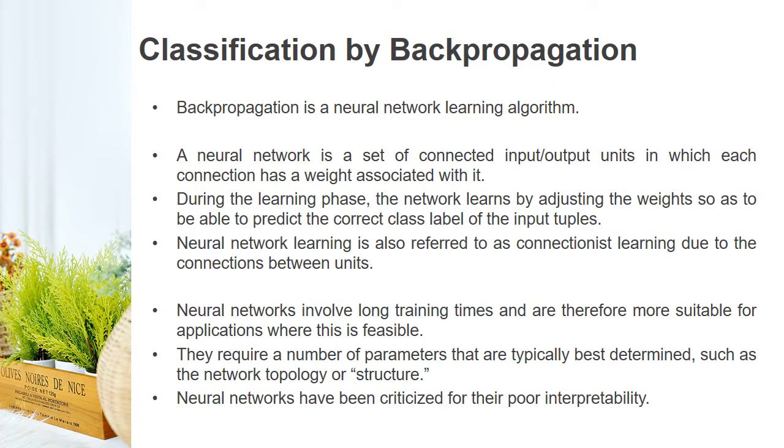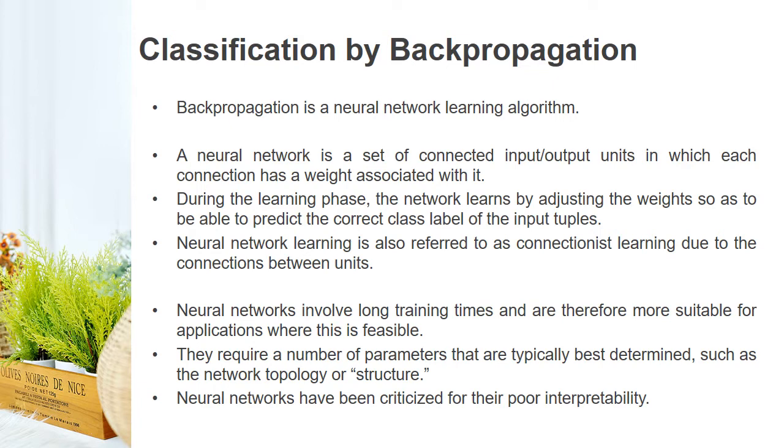Neural network learning is also referred to as connectionist learning due to the connections between units. Neural networks involve long training times and are therefore more suitable for applications where this is feasible. So it is not used for classification in all the cases. If it is feasible, we can go for neural network classification. They require a number of parameters that are typically best determined empirically, such as the network topology or structure that we are using.